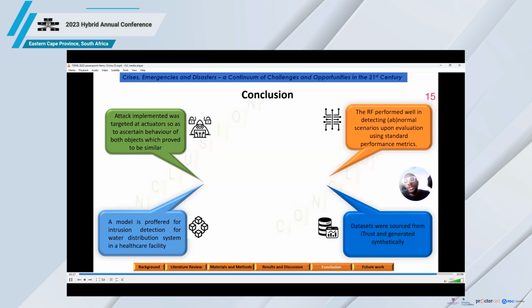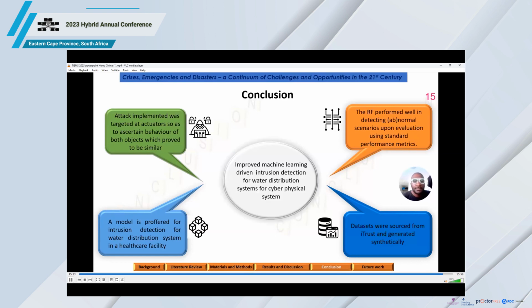And lastly, two machine learning algorithms were implemented: a one-dimensional convolutional neural network and random forest, but random forest proved to perform well in detecting normal and abnormal scenarios upon evaluation using standard performance metrics. Finally, the work proposed an improved machine learning driven intrusion detection mechanism for water distribution systems in cyber physical systems. Thank you for listening.